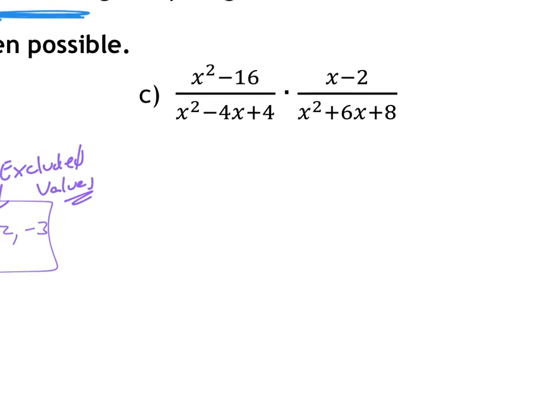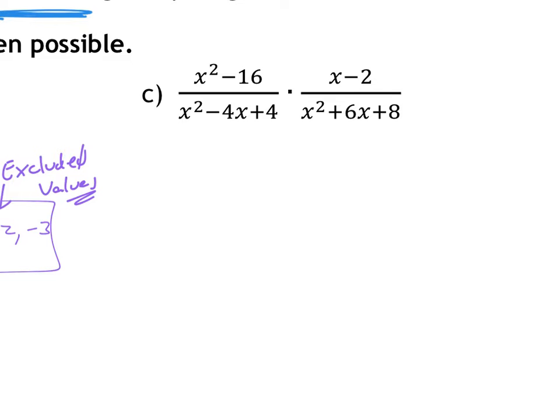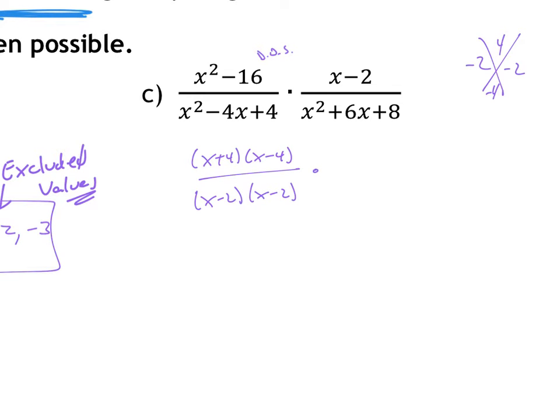All right, let's look at this one. So x squared minus 16, that's your difference of squares. So that factors into x plus 4 times x minus 4. Down here, I'm going to come over here and do it. So what factors of 4 give you -4? So -2 and -2. So x minus 2, x minus 2. x minus 2 up here. What factors of 8 give you 6? That's a positive 4 and a positive 2.